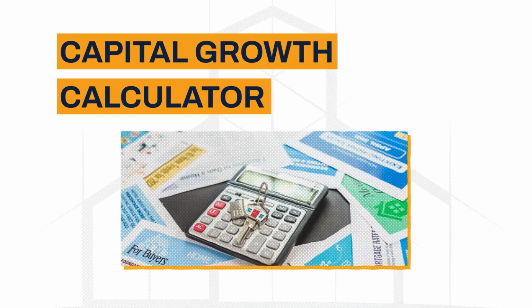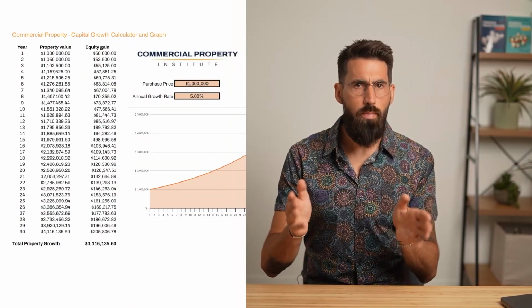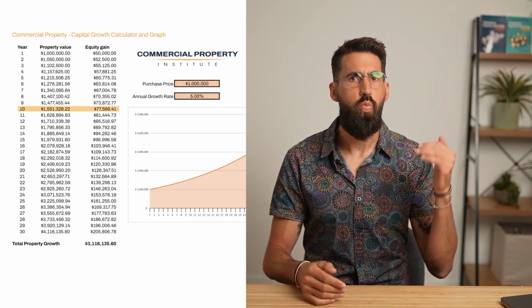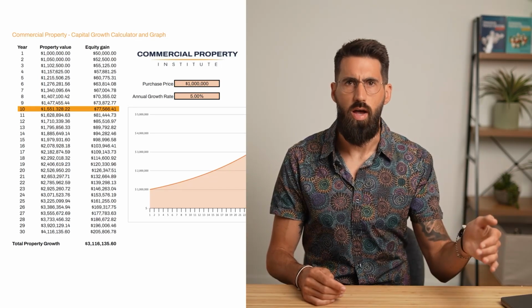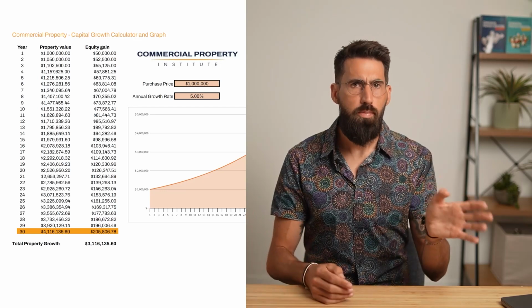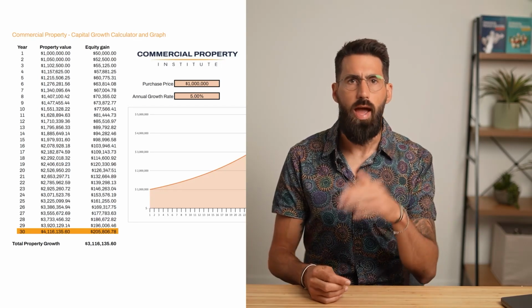Capital growth calculator. To finish things off, we have another spreadsheet for you because, as you all know, I love a good spreadsheet. In the downloads, you will find the capital growth calculator and graph. You can see that a $1 million property with a growth rate of 5% per year will be worth $1.5 million in 10 years' time, and over $4 million after 30 years. You can update and change the purchase price and the annual growth rate percentage to see how much your property could be worth in 30 years.